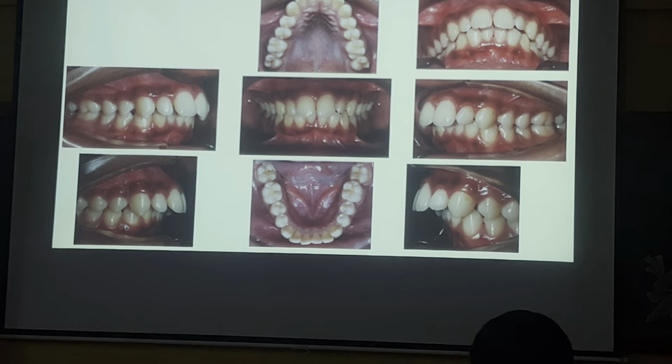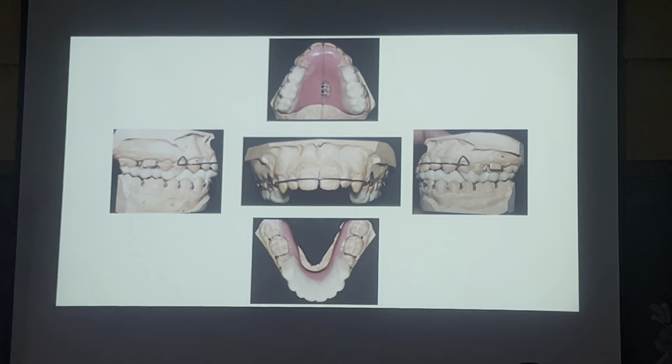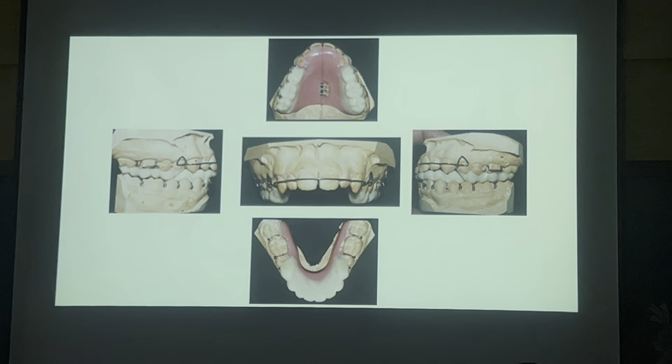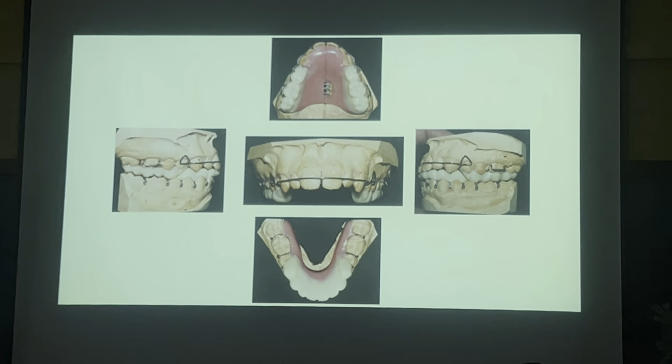These are the OPG. This is the appliance design having a labial bow from canine to canine. Interdental clasps are given in the lower interdentally as well as Adams clasps in the upper first molar. These are the appliances in the mouth.